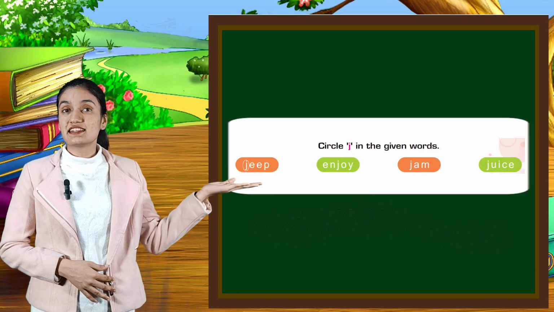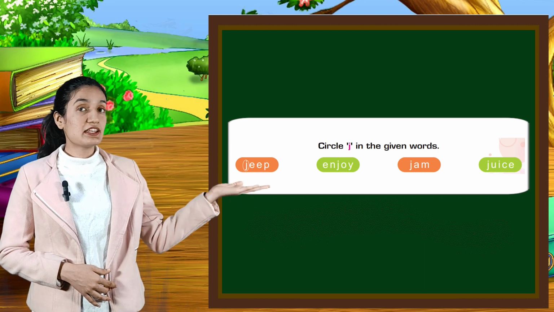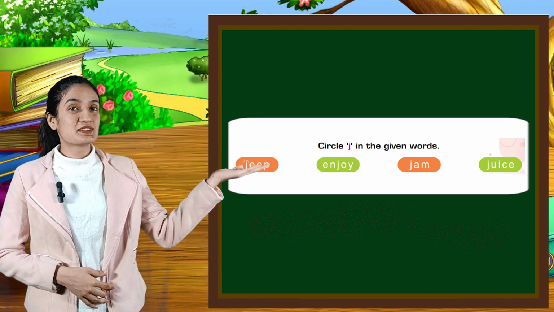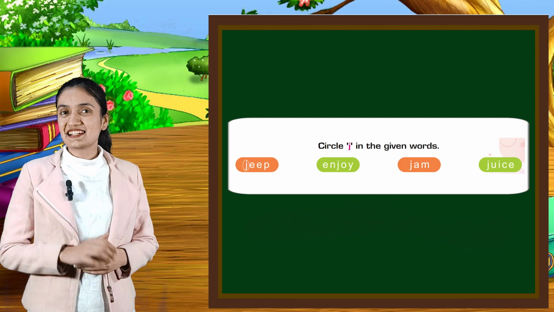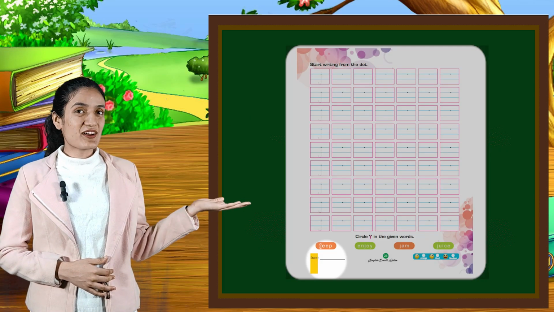Circle J in the given words. Jeep, enjoy, jam, juice. Find J and circle it. Write here the date also.